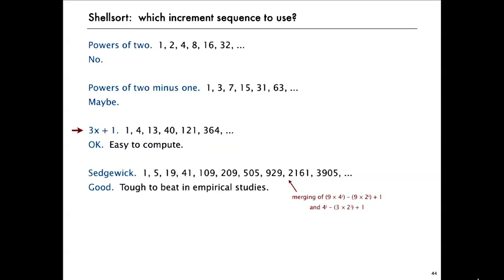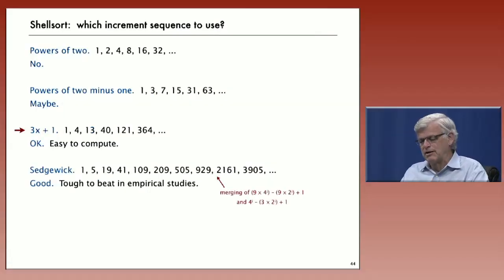Knuth, when he wrote his books in the 60s, proposed the increment sequence 3x plus 1. You start with the 1, 4, 13, 40, 121, 364, like that. And that's good because it's easy to compute. When we're using it in shell sort, of course, we find the largest increment less than our file size and then do the sorts for decreasing values of that increment.